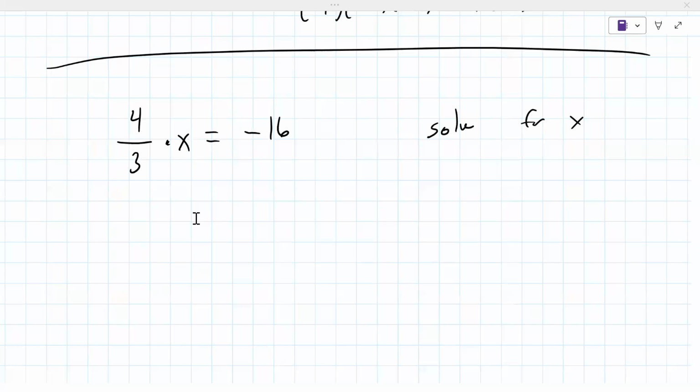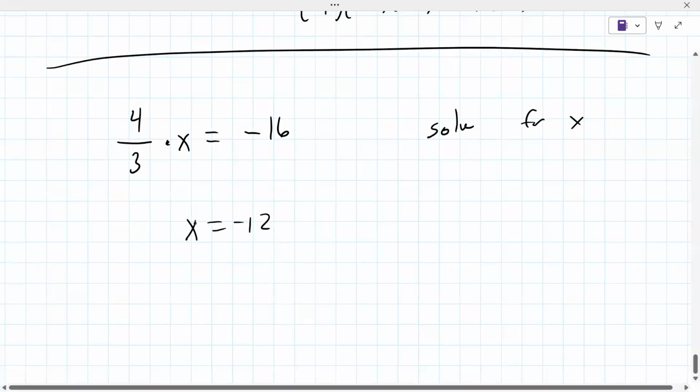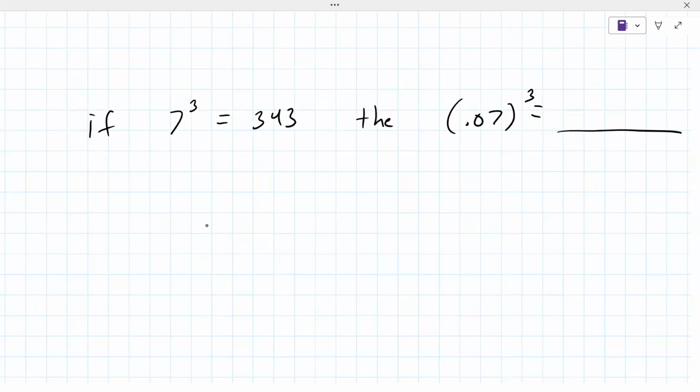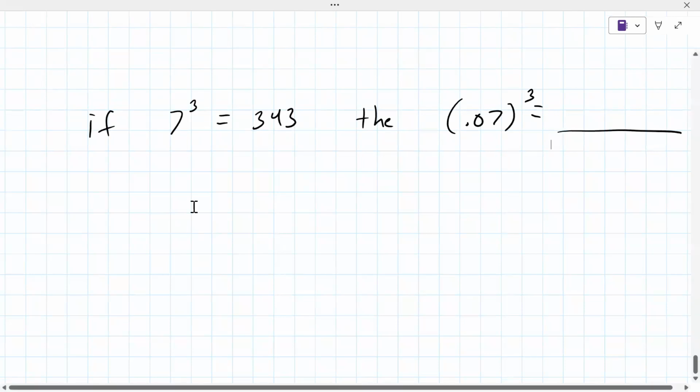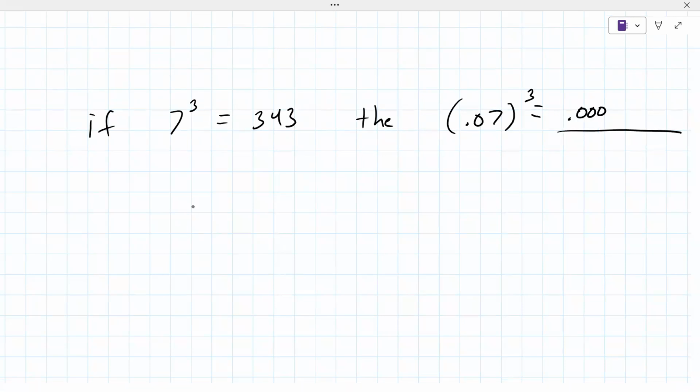x equals negative 12. Good. All right, if 7 cubed equals 343, then what does 0.07 cubed equal? 0.000343. All right, good.